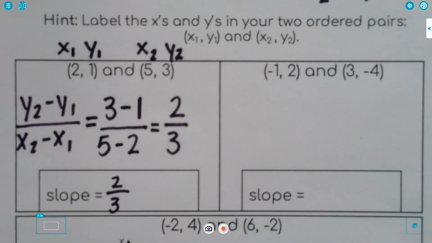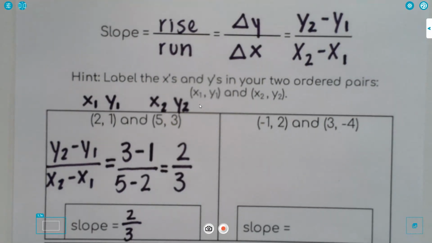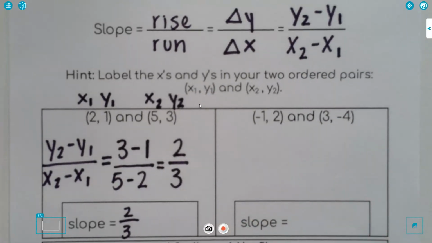Alright, one thing I want to point out. When we do y2 minus y1, that is the difference between our two y values. That is the change in our y values. That's how much we rise. So all of this: rise, change in y, y2 minus y1, that's 3 ways of saying the same thing.